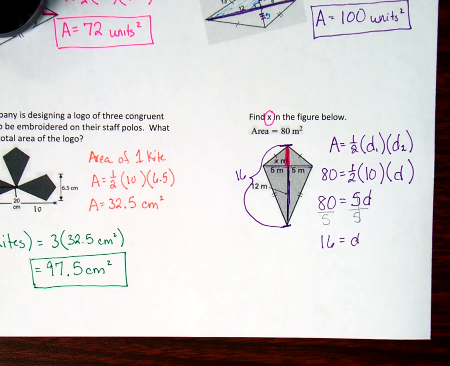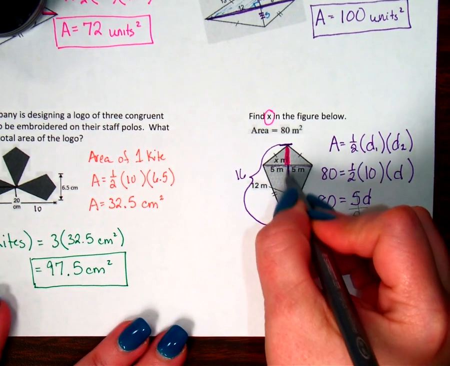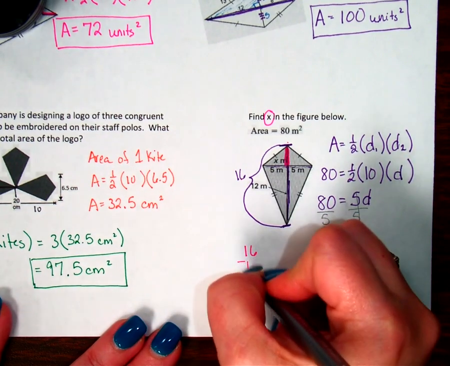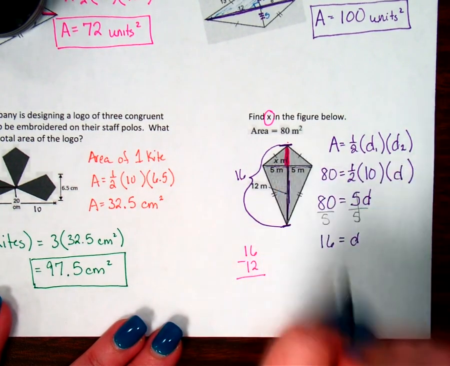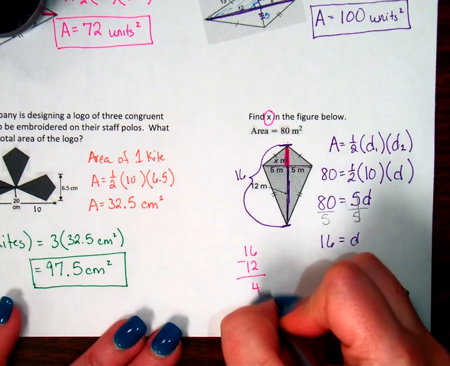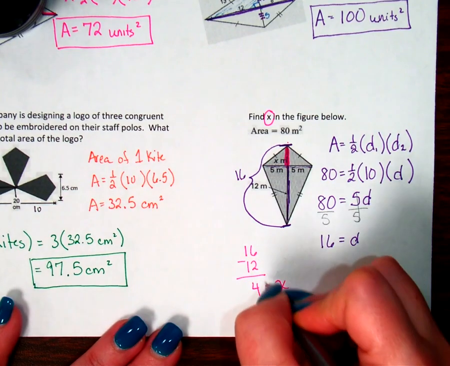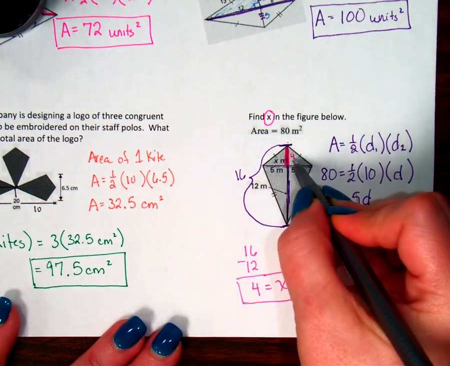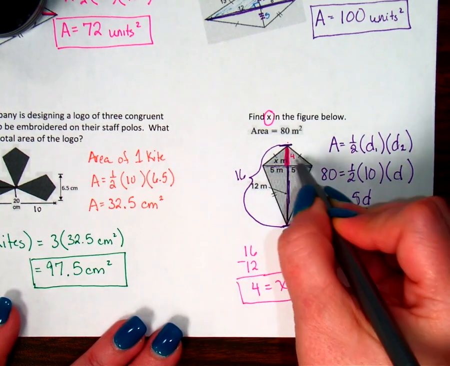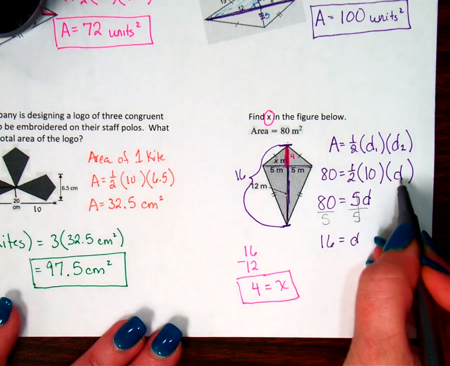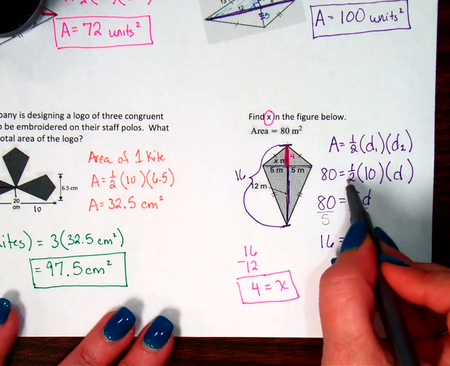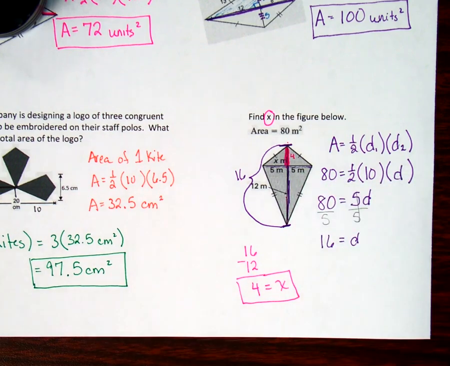So how do I find out what's left for the pink piece? This 12 and the x together makes 16. So if I take 16 and I take away the 12, then that's going to leave me with the value for x of 4. Okay, so this has to be 4, so that I end up with 16 here, 4 and 12. So when I put a 16 here, I get 160, half of 160 is my 80. It works out perfectly. Okay?